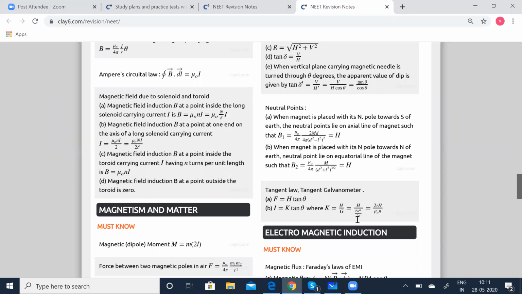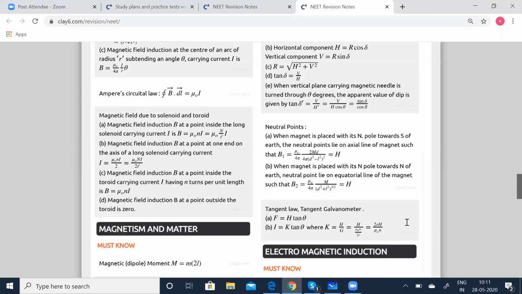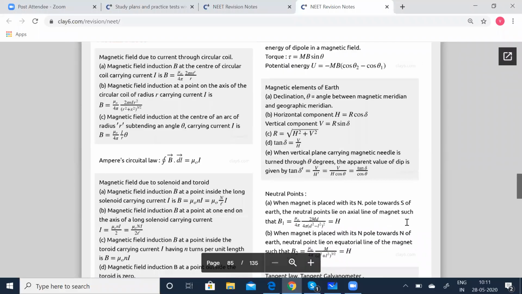This G stands for the galvanometer constant. In general, you can say K itself is a galvanometer constant, which is going to be constant for a particular galvanometer. So the value of K will be given, and using that, with the angle of inclination theta, you can now find out the current.